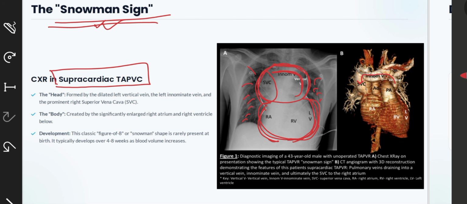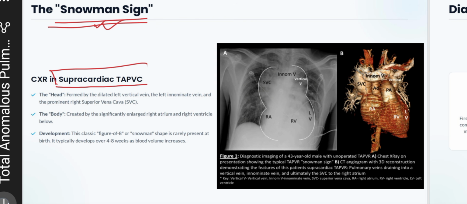But in infracardiac TAPVC, what is seen? Sorry, only a plethoric lung is seen, but the child does not show this type of figure of 8, and there is cardiomegaly. The right-sided heart is hypertrophied, but no figure of 8 is seen in infracardiac TAPVC.